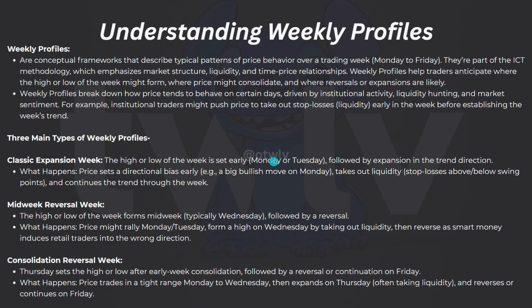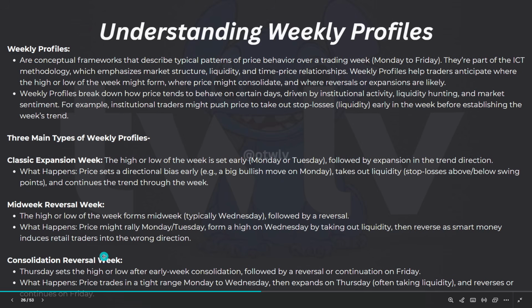The classic expansion week is a high or low of week set early in the week, and it has to be a Monday or Tuesday, followed by expansion in the trend direction. A midweek reversal, the high or low of week forms midweek on a Wednesday, followed by a reversal. So price might rally Monday, Tuesday, form a high on Wednesday by taking out Tuesday's or Monday's high liquidity, then reverses as smart money induces retail traders into the wrong direction.